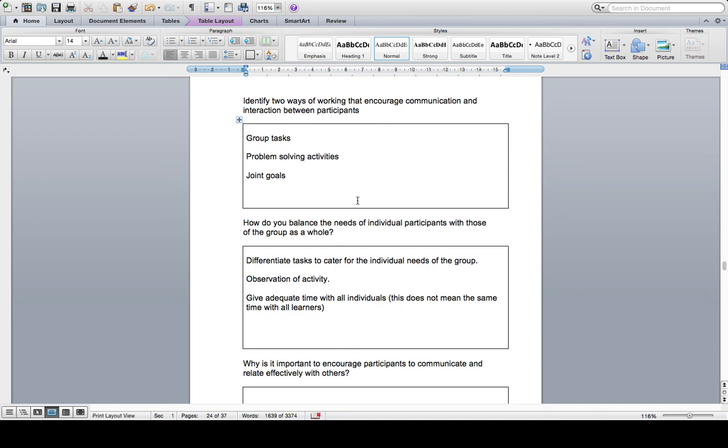Give them a joint goal. The joint goal would be, obviously, build a pyramid as big as you can out of wine gums or something like that. I'm using that as an example. It could be anything, any group task. Any joint goal really encourages communication between each other.